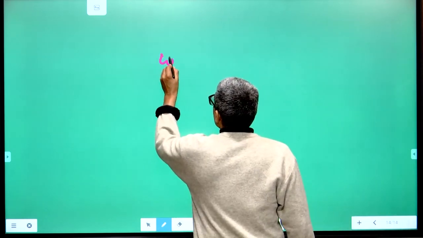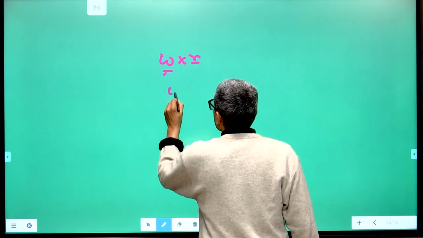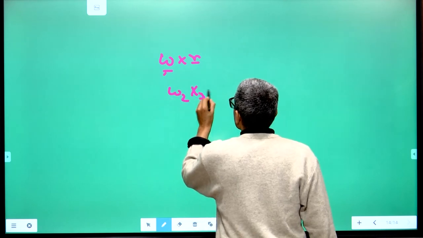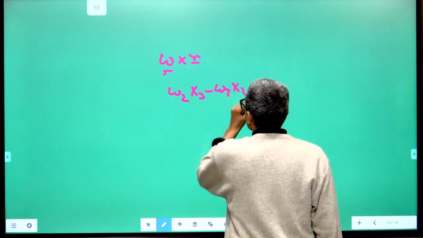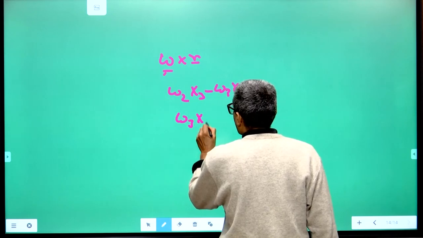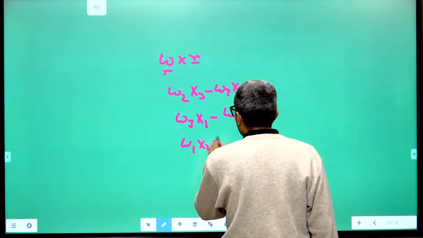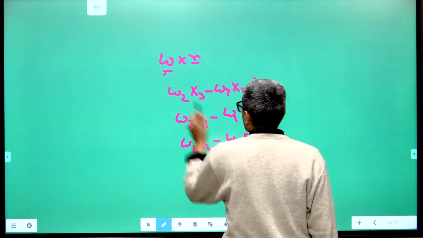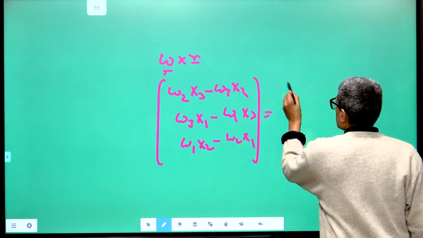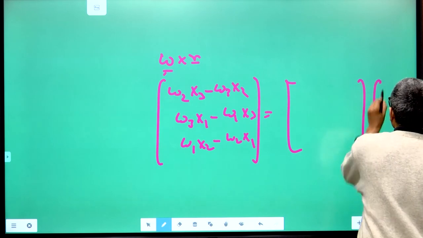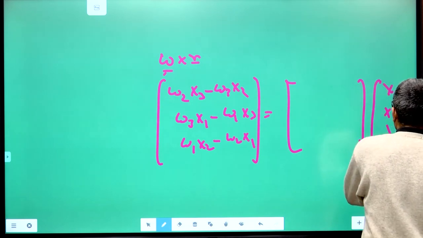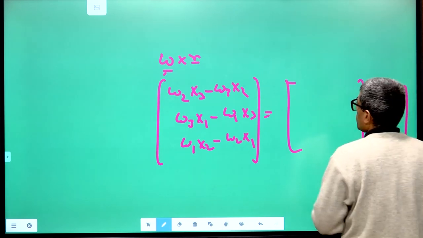You see, if you want to write down omega cross r, you can write it as omega 2 x 3 minus omega 3 x 2 in terms of components. Then omega 3 x 1 minus omega 1 x 3. Then omega 1 x 2 minus omega 2 x 1. You can write it in this form, which can also be written as something multiplied by x 1 x 2 x 3.